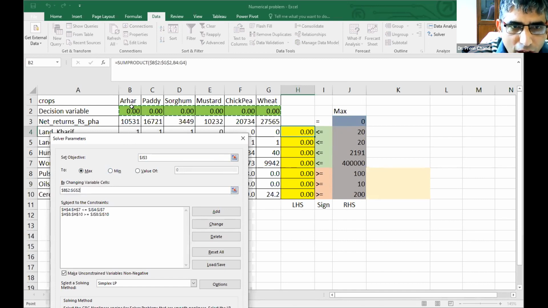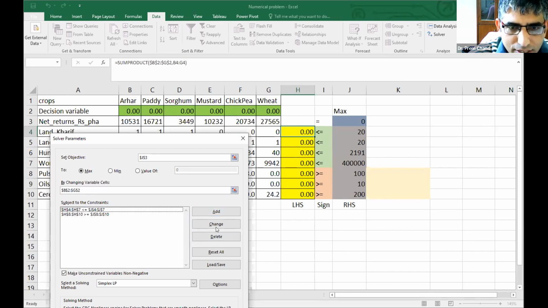Okay. So I want to change this one because I cannot change the labor. I cannot change my land. I cannot change all my obligations. I can only change the area allocations under different crops. So the decision variable will come in this cell, and then the constraints will come here.